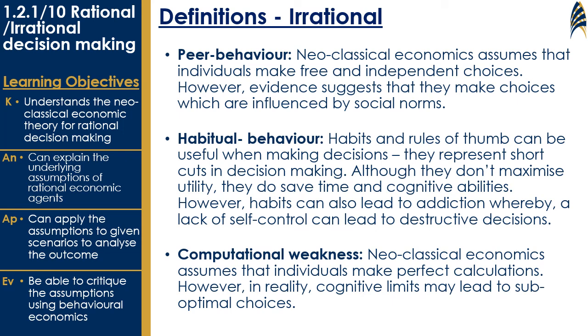Computational weakness. Neoclassical economists assume that individuals make perfect calculations. However, in reality, cognitive limits may lead to suboptimal choices. You probably talked a little bit here about that. The classic example here is something's £9.99. It's basically £10, isn't it? And yet apparently they've done studies, unbelievably. I would always think it's 1 pence less than £10, but loads of people just see the 9 and think, oh, it's 9, not 10. That's like 10% cheaper. I know. Difficult to believe, isn't it?